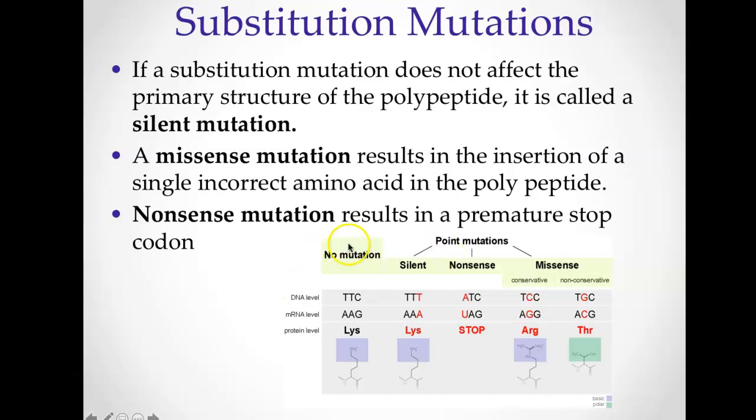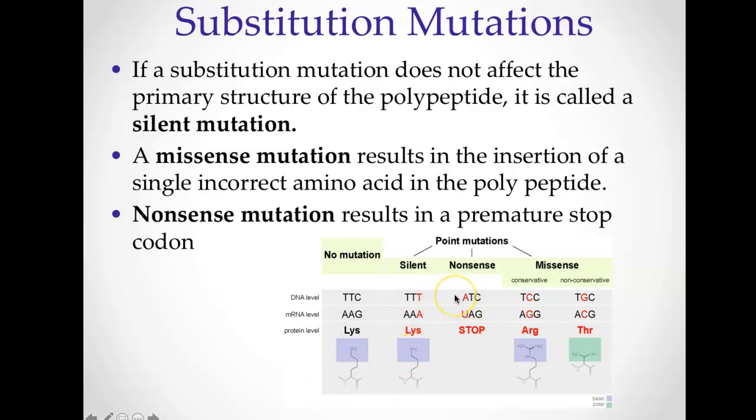That's called a nonsense mutation. All right, so let's look at these different scenarios down here. No mutation, there's DNA, there's RNA. Remember, complementary to T is A, complementary to C is G, and if you look back at the codon chart, AAG codes for lysine. So that's what's supposed to happen. That's no mutation. All right, let's say C was accidentally substituted for T, so TTT instead of TTC. The complementary RNA would be AAA, and if you look at the codon chart, AAA still codes for lysine, so that would be considered a silent mutation.